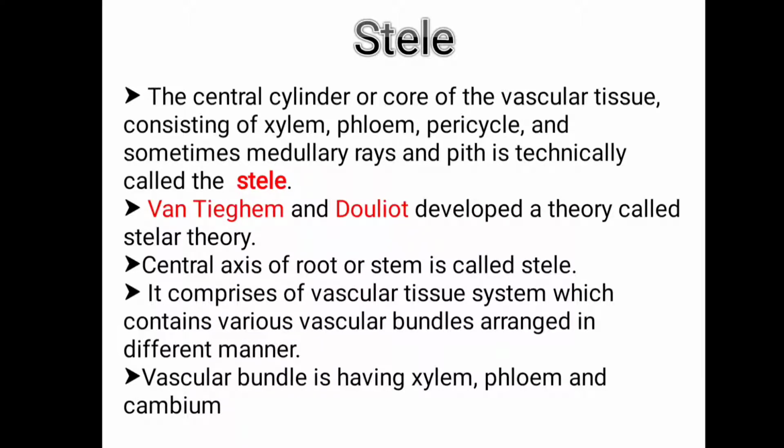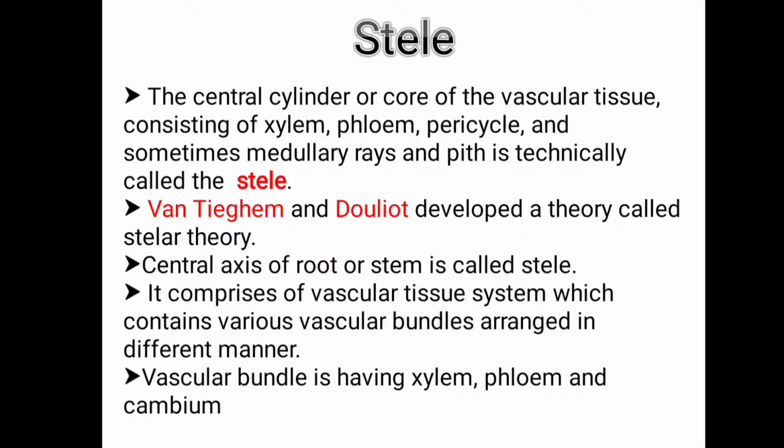Van Tieghem and Douliot developed a theory called the stelar theory. These two scientists discovered this structure, which is known as the stelar theory. The central axis of the root or stem is called the stele. It is a comparison of the vascular tissue system, which contains various vascular bundles arranged in different manners.